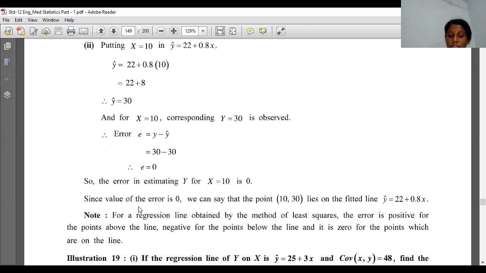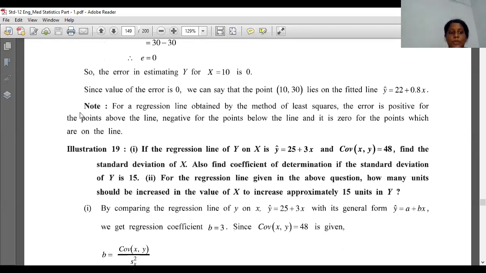This statement is important. You have to write this statement. Value of error is 0. So we can say, error is 0, there is no error in this. So we can say that the point (10, 30) lies on the fitted line y cap equal to 22 plus 0.8x. Got it? Now next, see here a note is also given.